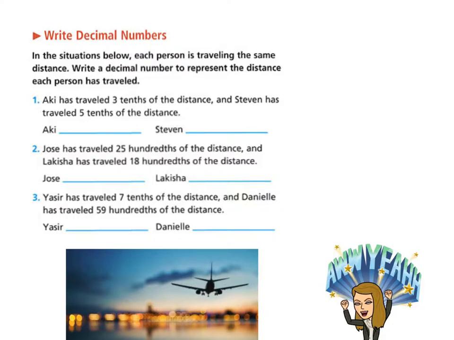So 3/10 can be written as both a fraction and as a decimal. When I write that decimal, remember I put the decimal point right above the 1, fill in the 3. So Aki has traveled 0.3, and Stephen has traveled 5/10, which is equivalent to the decimal. So let's get my 10 ready. Decimal point above the 1, fill in the 5. So that's equivalent to the decimal 0.5.